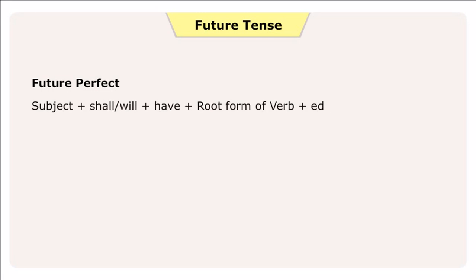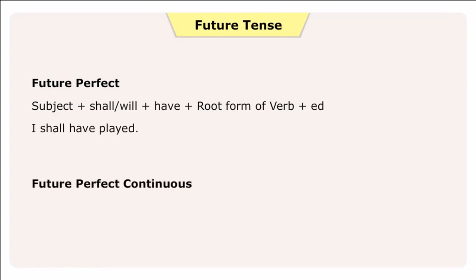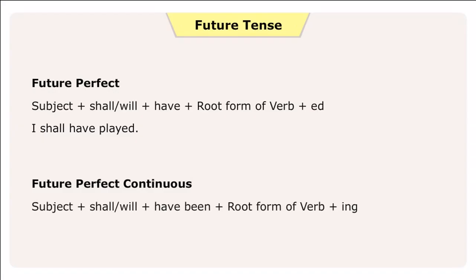Future perfect. Subject plus shall or will plus have plus root form of verb plus ed. I shall have played. Future perfect continuous. Subject plus shall or will plus have been plus root form of verb plus ing. I shall have been playing.